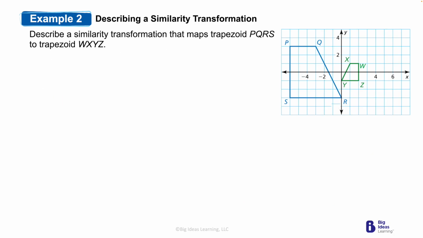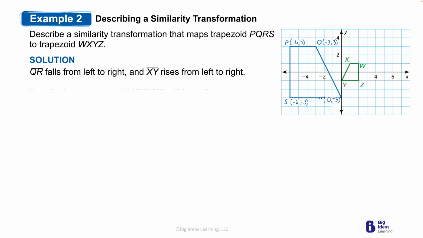Okay, so now I want to figure out a similarity transformation that maps trapezoid PQRS to trapezoid WXYZ. Remember when it says maps to, it has to match up in that order. So P has to go to W and Q has to go to X. Keep that in your head. So we got some coordinates here. So if you look at QR, XY there, the QR is going down from left to right, and XY is going up from left to right. So they're facing different directions.